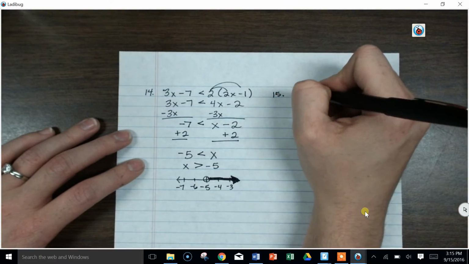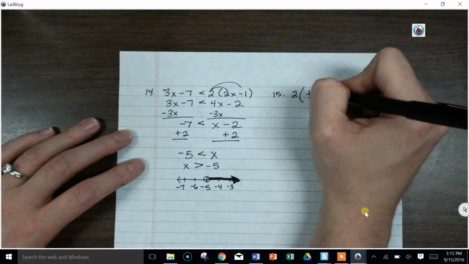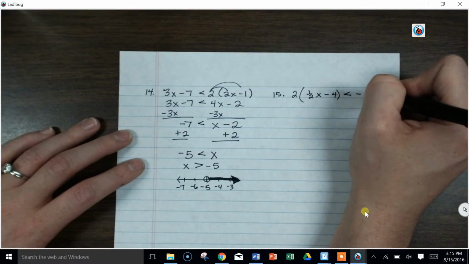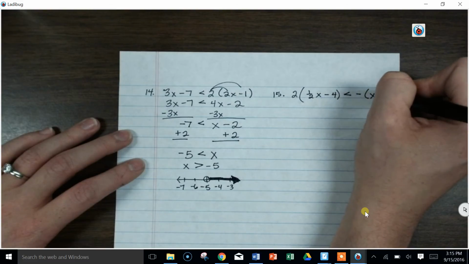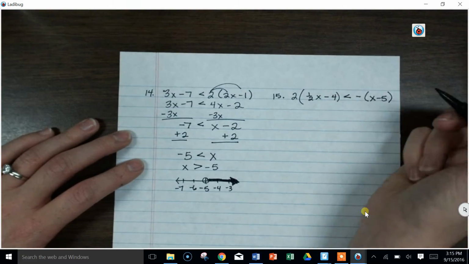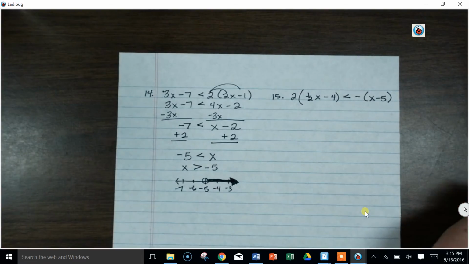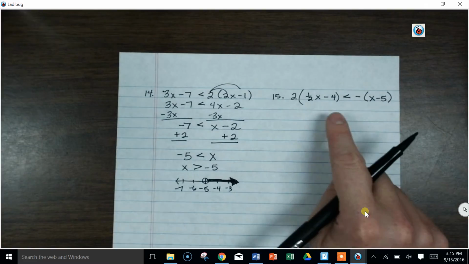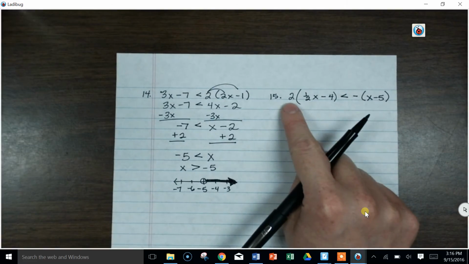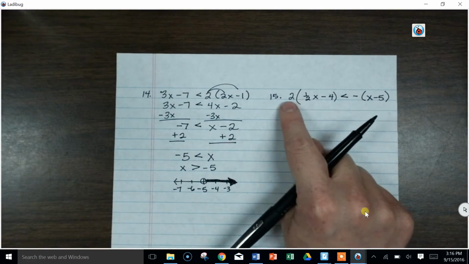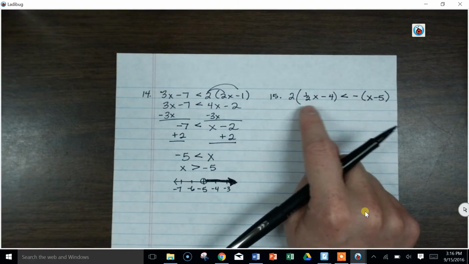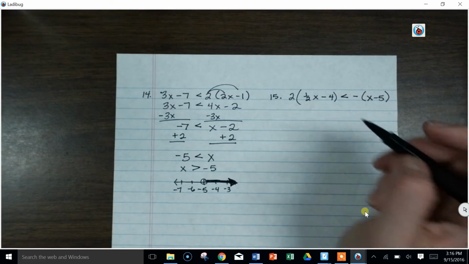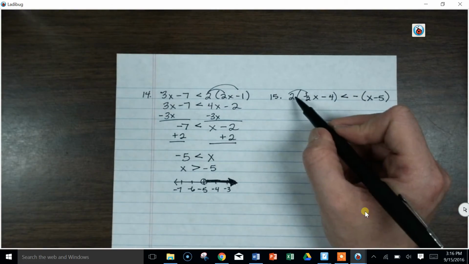2 times (1/2 x minus 4) is less than negative (x minus 5). Now I know a lot of times we say when there are fractions you want to multiply by the denominator, but if a fraction is inside of something that needs to be distributed, then go ahead and distribute first, because sometimes that will get rid of the fraction for you, but sometimes it won't. So we're going to distribute first.